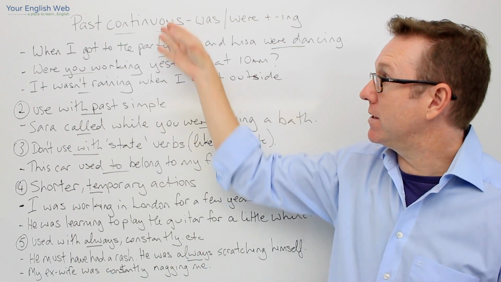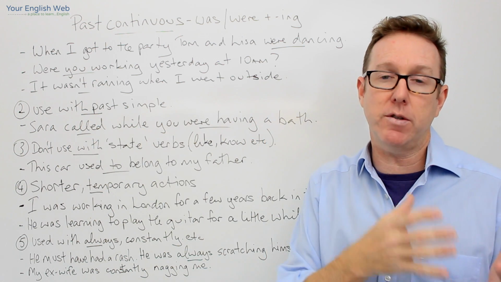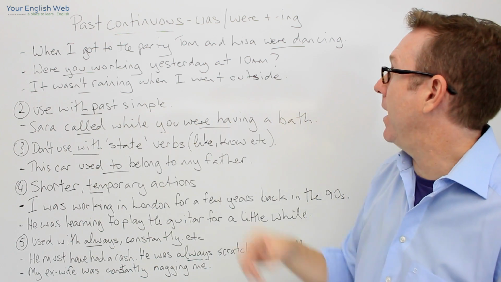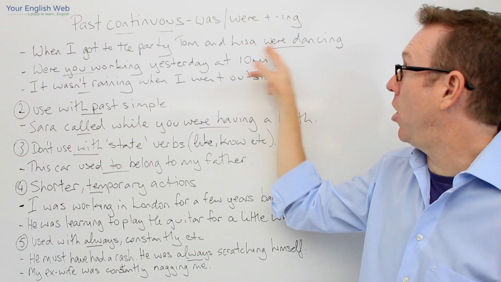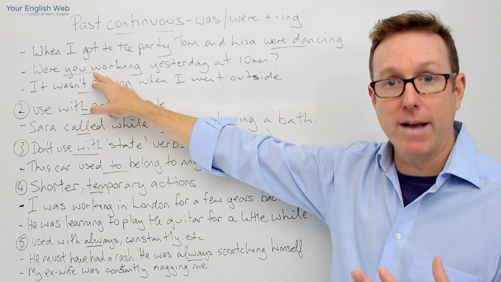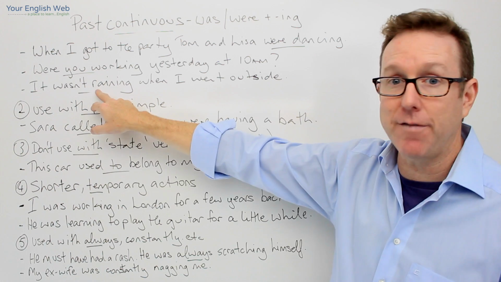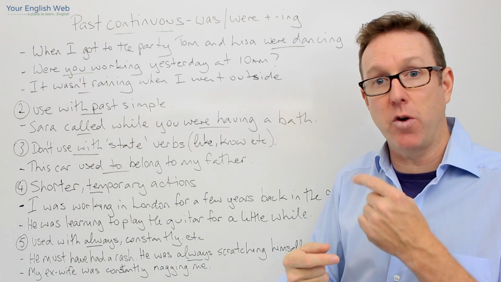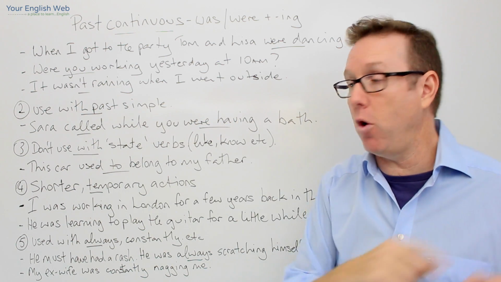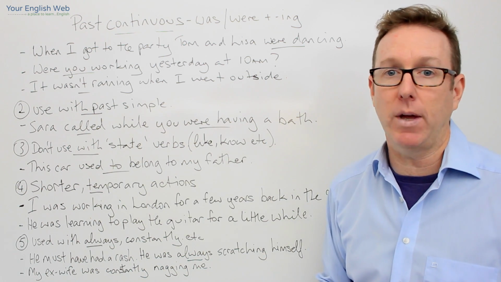Now the past continuous tense is used to show that something was going on at a certain time in the past. Something was in action at a certain time in the past. So here the action was that Tom and Lisa were dancing. Here the action was that you were working, or I'm asking you if you were working at that particular time. And the negative, it wasn't raining. So there was nothing going on. It had been raining before, but at this particular moment when I went outside, it wasn't raining, okay?